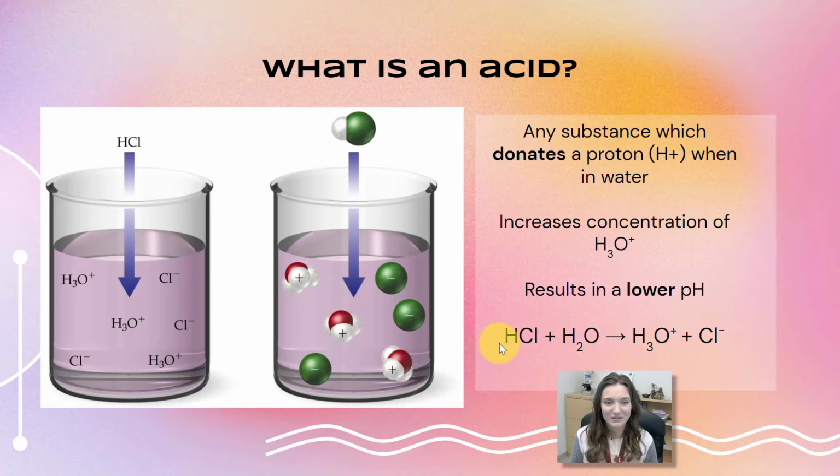Okay, so H and Cl separate when they're dissolved in water. Cl- just floats around as an ion. This H+ ends up here with water to make hydronium, H3O+. Okay, so really, really high concentration of H3O+, really, really low pH. The higher the concentration of hydronium, the lower the pH.